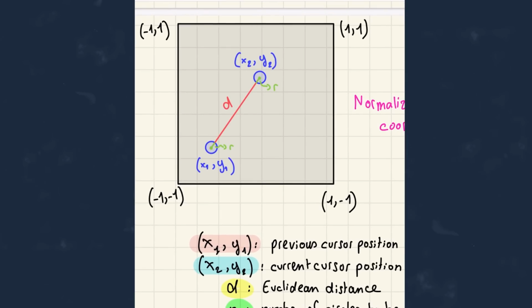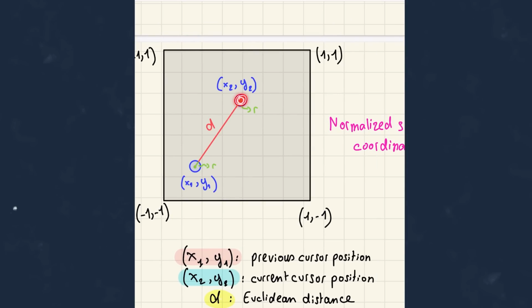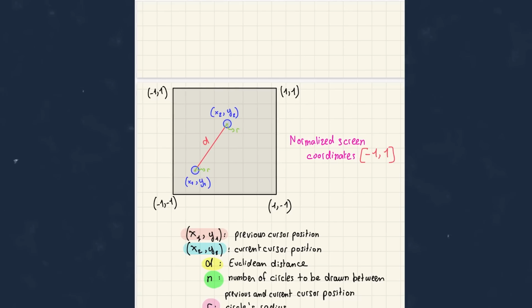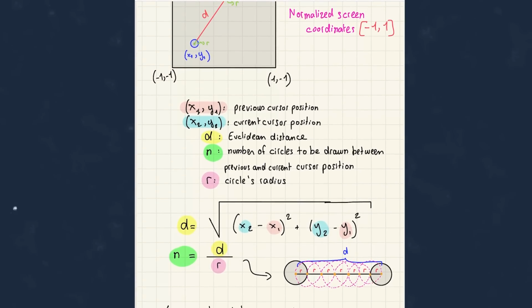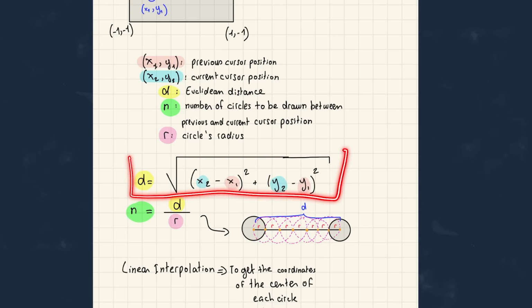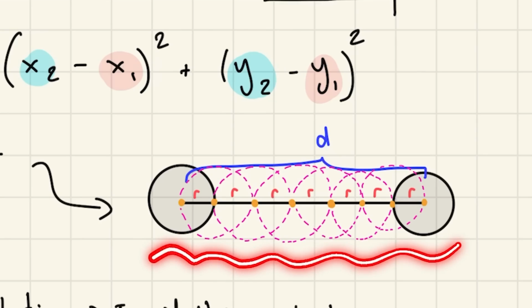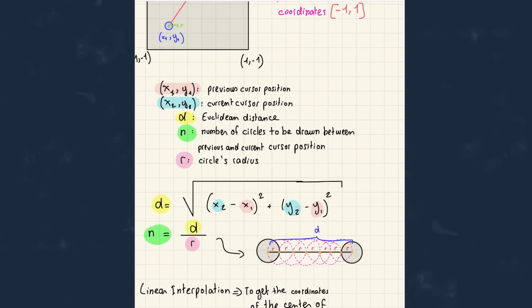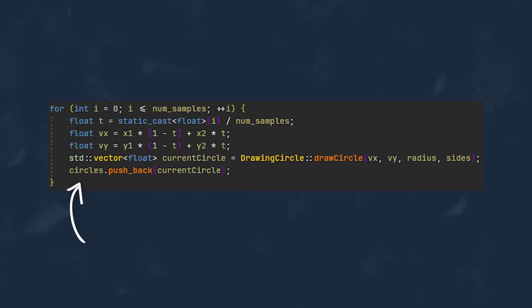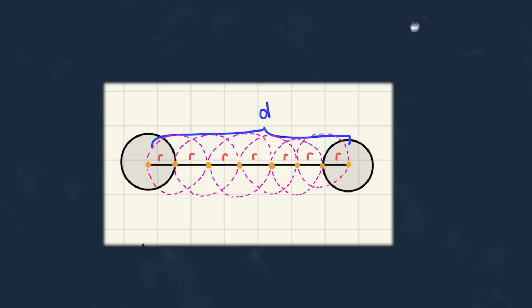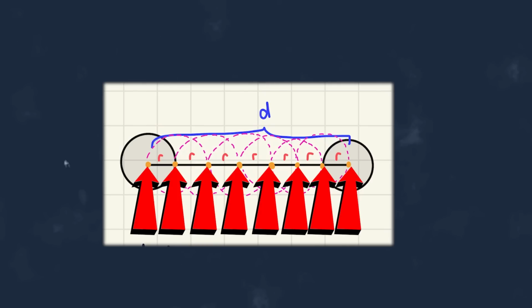Here I considered two cursor positions, the current position and the most recent one. And between them, there is this distance. So to calculate this Euclidean distance, I simply followed the formula. And then I used this distance to calculate how many circles can fit in here. To do that, I divided the distance that I just calculated by the radius of the circles, and that's pretty much the idea. Next, I used this for loop to calculate the interpolated positions, or you can simply say the centers of the circles that I just calculated.